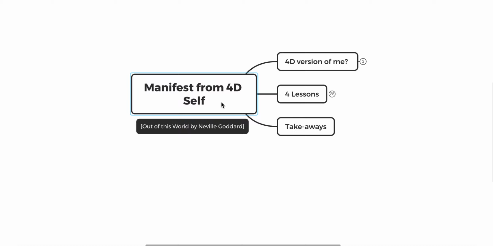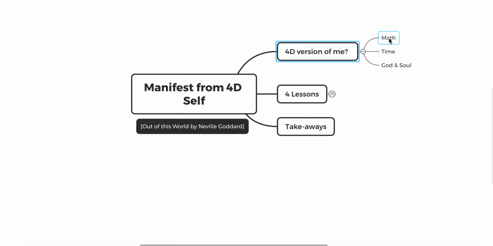And by the end of this video, you will learn 4 lessons on how to manifest from the 4D version of self, and practical steps on how to get what you want faster. So let's get started. So what is the 4D version of me? Well, let's start with math. In math, as you know, you have 1D, 2D, 3D, 4D, and infinite dimensions, as many as you would like to. And most of it feels quite theoretical.